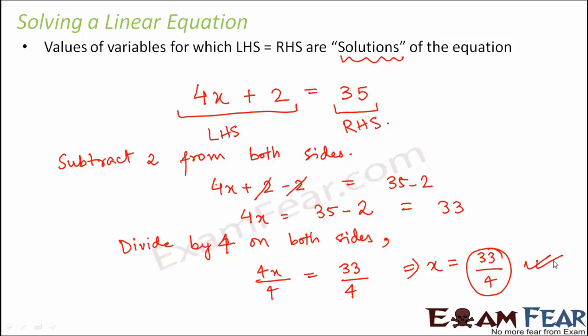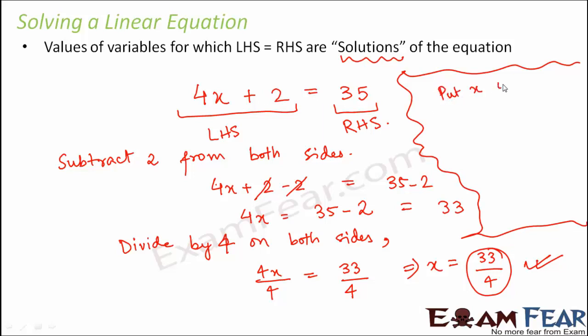So this is how we found out the value of x. Now if you want to verify whether putting the value of x as 33 by 4 in this equation makes the relation hold true, let us try to do that. Let us put x in LHS. So the left hand side will become equal to 4 into 33 by 4 plus 2. So that will be 33 plus 2, which is equal to 35, and 35 is nothing but RHS. So by putting this value of x, we can see that LHS is equal to RHS. Therefore, this is the right solution for this linear equation.